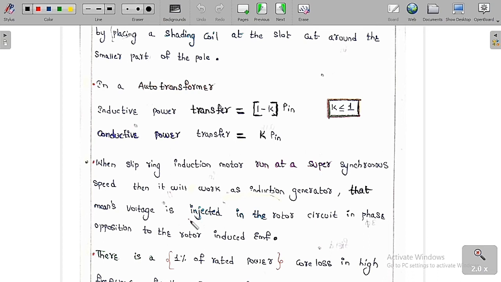So whenever it is going to act like a generator, the induced voltage in the rotor and the voltage injected in the rotor circuit are both in antiphase, or we can say phase opposition. So whenever N_R is greater than N_S, the slip ring induction motor is going to act like an induction generator. So we can say that the voltage injected in the rotor circuit is in phase opposition to the rotor induced EMF.